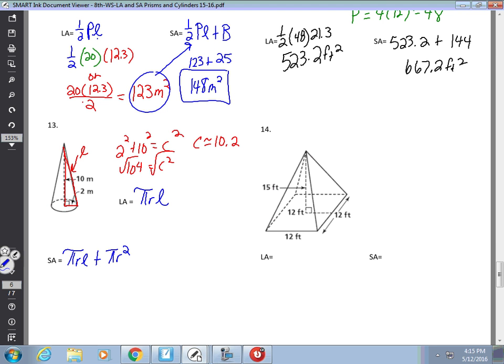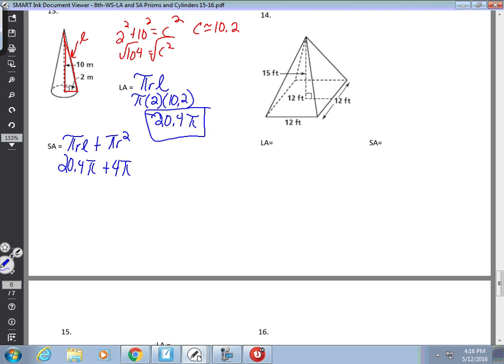So now I'm just going to plug it in. We already know we're going to leave in terms of pi. So pi times our radius, which is 2, times 10.2. So we get 20.4 pi. That's our lateral. And then we know that's 20.4 pi. So now we just got to add the area of the base. Well, pi r squared, 2 squared, is 4. So this is just 4 pi. So we get 24.4 pi meters squared.